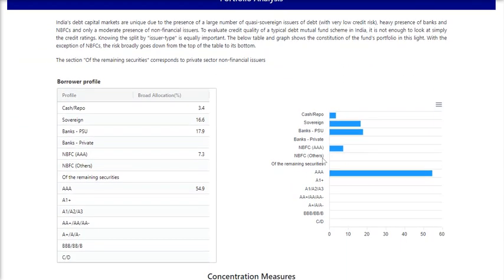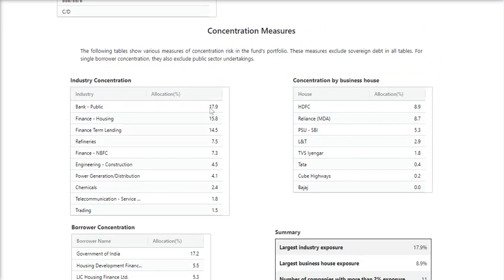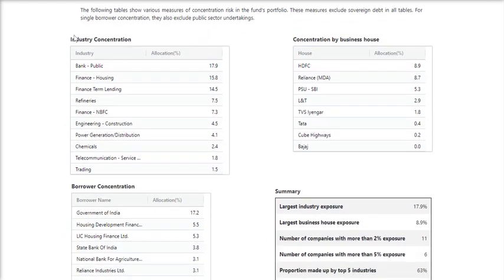Next, we go to portfolio analysis, where we look at types of issuers. These are financial issuers, the non-financial issuers. There is sovereign, cash repo, all of that's covered here. Most importantly, amongst the issuers, the concentration measures. Industry, for example, you see finance, housing here, which might be a red flag for some people.